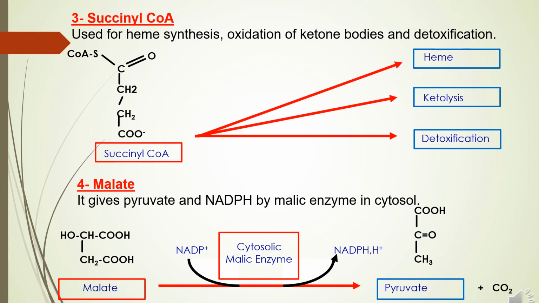The third function of the anabolic functions of the citric acid cycle: we have one of the metabolic intermediates, succinyl-CoA, which is used in the synthesis of heme and participates in detoxification reactions and oxidation of ketone bodies.